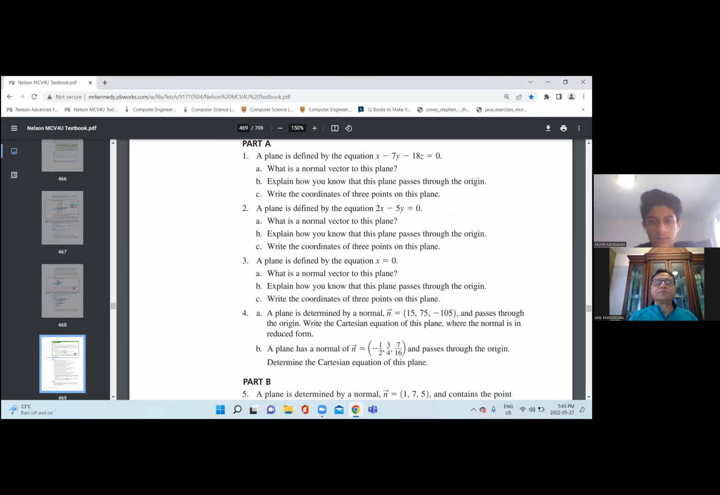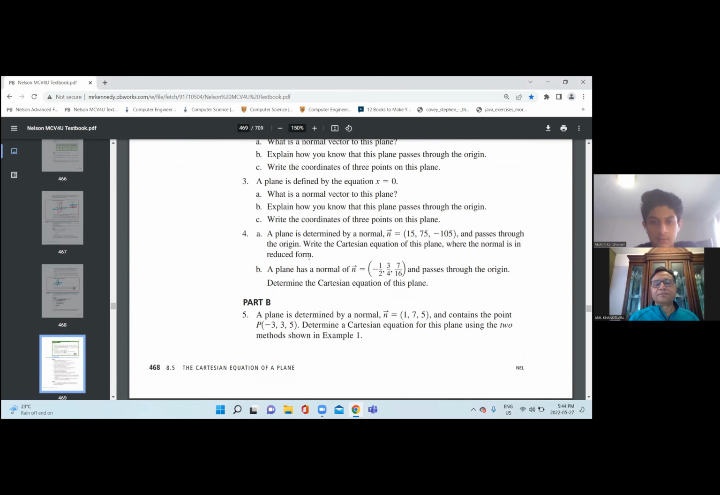Yes, sir. So these are all similar questions. Correct. A plane is determined by the normal and passes through the origin. Write the Cartesian equation, where the normal is in reduced form. The only thing is you'll factor out 5, right? 15 rather, and then you can write it down. Correct.